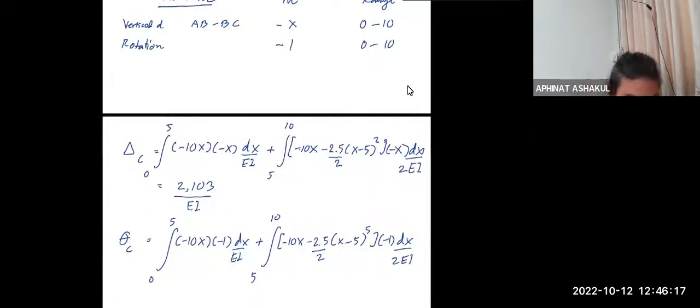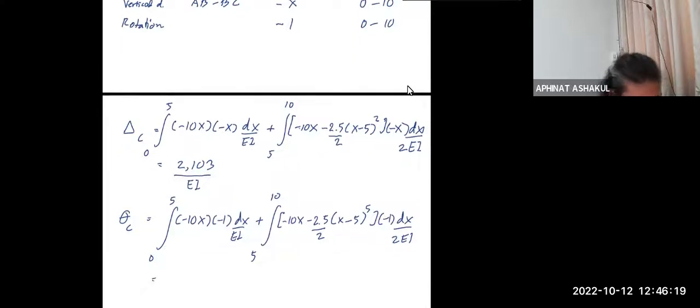And the number is 339 over EI. It's actually 338.54 something, over EI. And again, the positive number here means the rotation is clockwise.